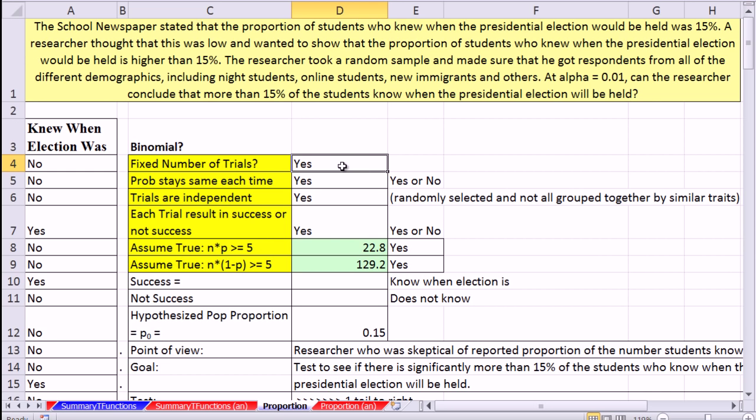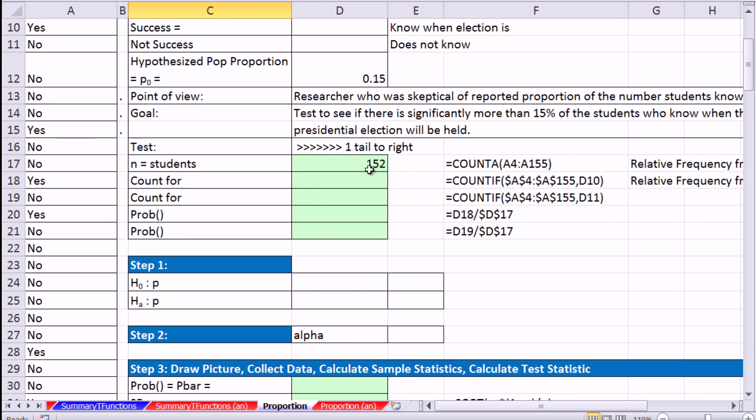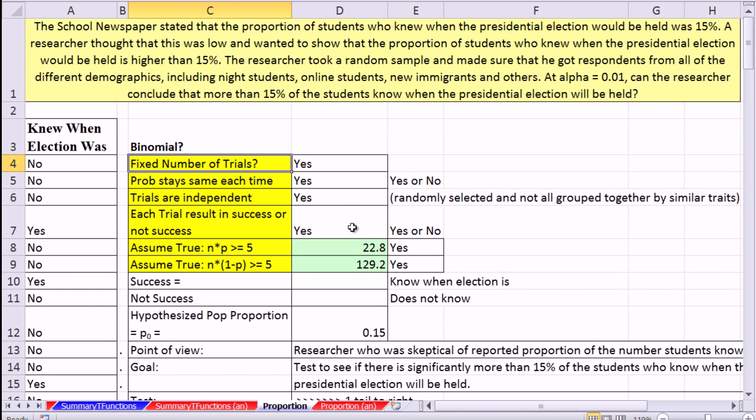Now, the thing about proportions is we've got to check if it's binomial. And we've done all of the calculations we're going to do here in earlier chapters when we did proportions. We have to check whether or not this is a binomial test. Is there a fixed number of trials? Yes. We asked 152 students. Probability stays the same each time? Yes. Trials are independent? We'll assume that they are.